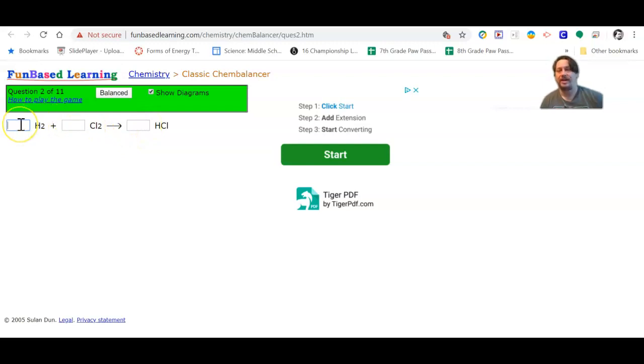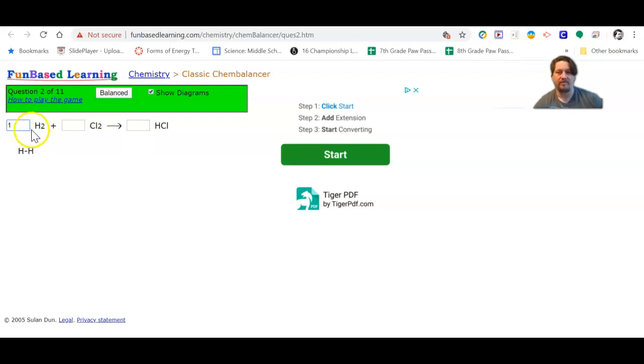Now, we can change the amount of atoms here by using a coefficient. We cannot change the ratio here, the subscript. These have to stay the same, the second number. But what we can do is change the first. So this website here is a nice tool.